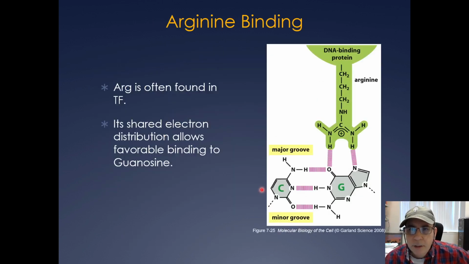Now, one of the common amino acids in transcription factors is arginine. And one of the great things about arginine is that it has a shared electron distribution that allows for great hydrogen bonding. And it's very favorable binding with guanosine. And if you go back a couple slides, you'll see how the arginines in the zinc fingers tended to interact with guanosine.